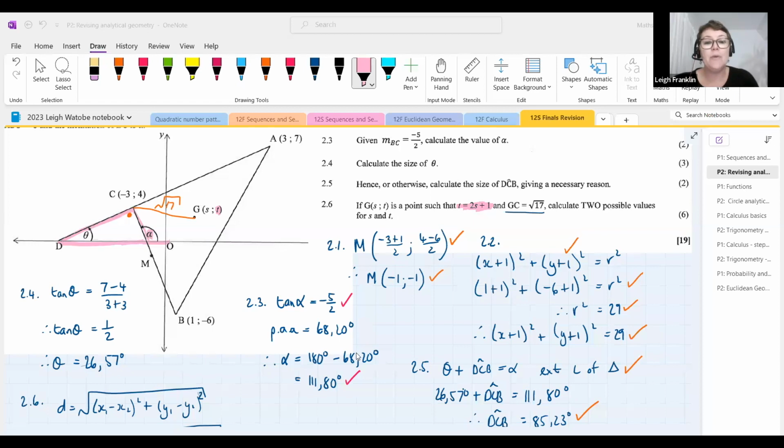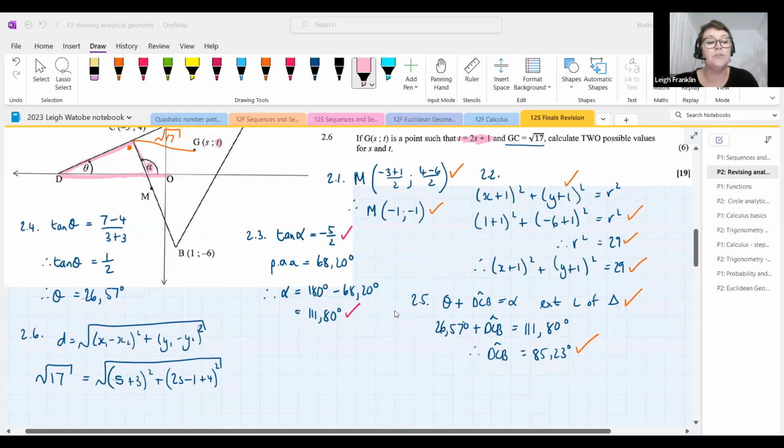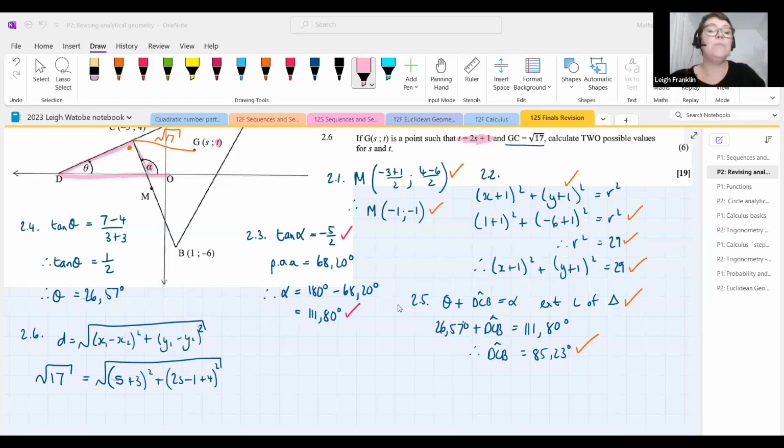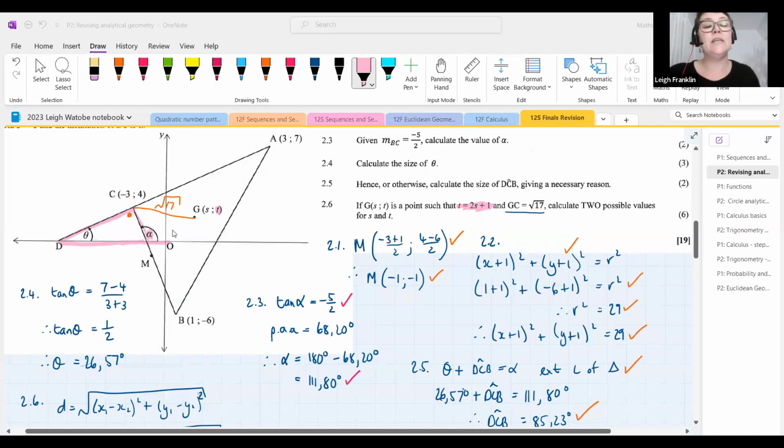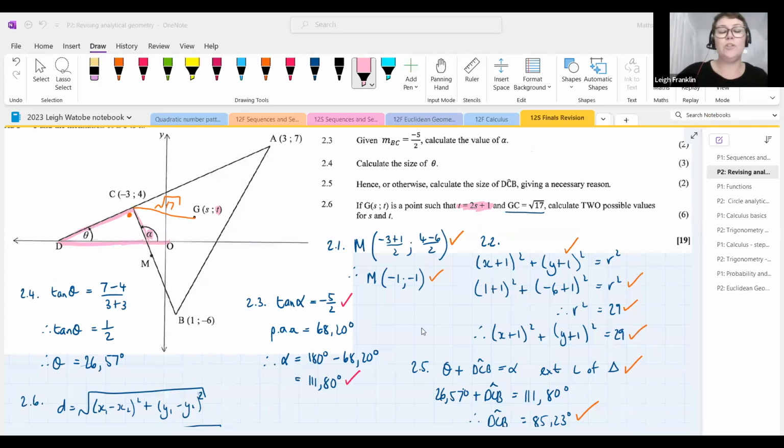Is everybody happy with that? Does that make sense to everybody why I've chosen to do that? So T is equal to 2S plus 1. So essentially my y coordinate at G is 2S plus 1. That's why I've subbed it in. Okay, so the 4 is the y coordinate at C. Sorry, I know it's a bit difficult for you because you don't have the questions in front of you. And I've obviously seen the questions, so I know where the things come from. Okay, does that make sense? All right, cool.